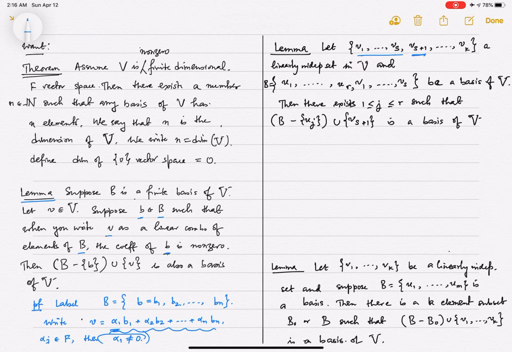So why is this true? Take this vector Vs plus 1 and write it as a combination of elements of B. B is a basis after all, so you can write this guy as a combination of elements of B. So some combination of the U's and then some combination of the V's.